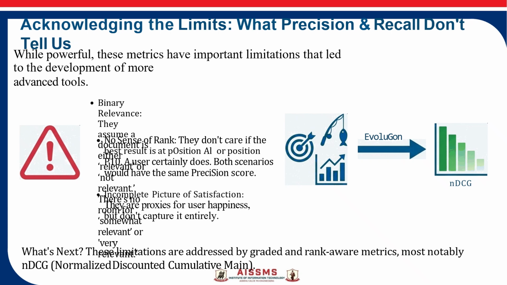As powerful as these metrics are, they have limits. They assume binary relevance, that is, a page is either perfect or trash, and they have no sense of rank. They don't care if the best result is at the top or the bottom of the page. This is why we have developed advanced tools like NDCG, normalized discounted cumulative gain, to capture rank-aware satisfaction.